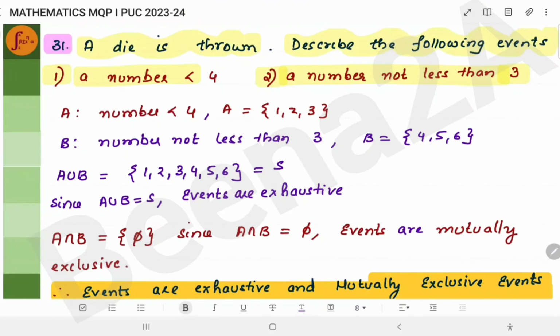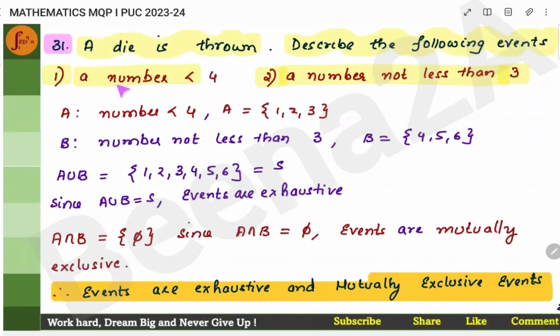Next one, 31st problem. A die is thrown. Describe the following events: a number less than 4, and a number not less than 3. So when a die is thrown, you can get numbers less than 4. You can call this first event A. Number less than 4. What are the possible outcomes? 1, 2, 3. These are the numbers on the die which are less than 4.